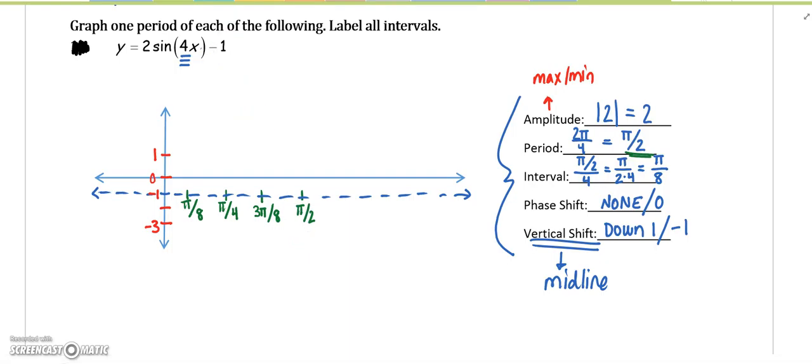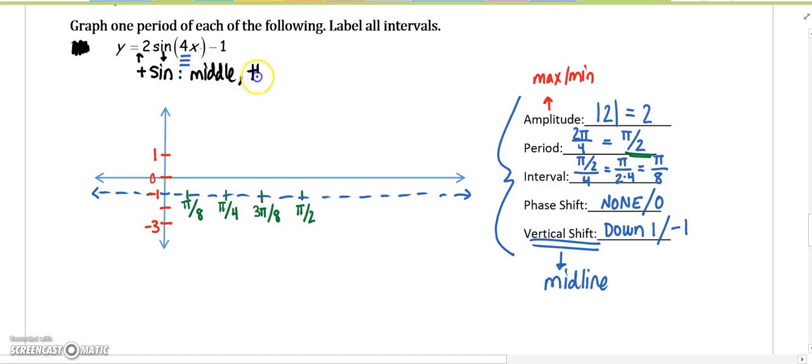Alright, now let's graph. So, this is a positive sign because 2 is positive, and it's a sine function. So, positive sign, in case you forgot, look back up. Start at the middle, and then you go up. So, I'm going to put my point right there on my midline. My next point at pi over 8 is going to be up at the top. Then I'm just going to follow the pattern. Go back down to the middle, down to the bottom, back up to the middle. And that right there is one full period for this graph.